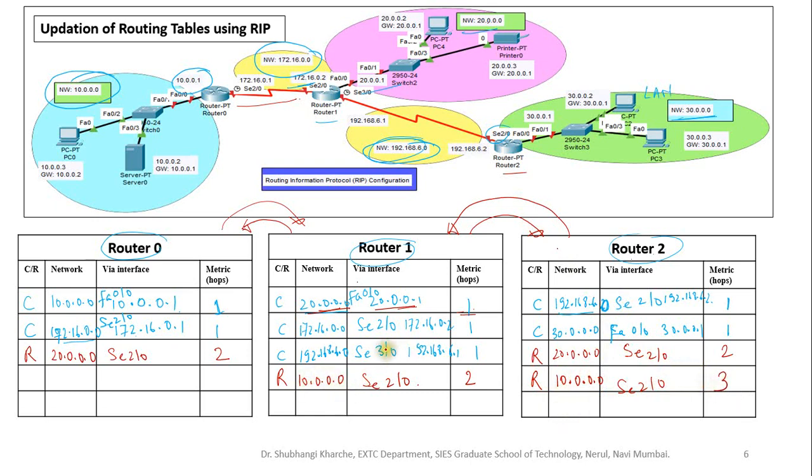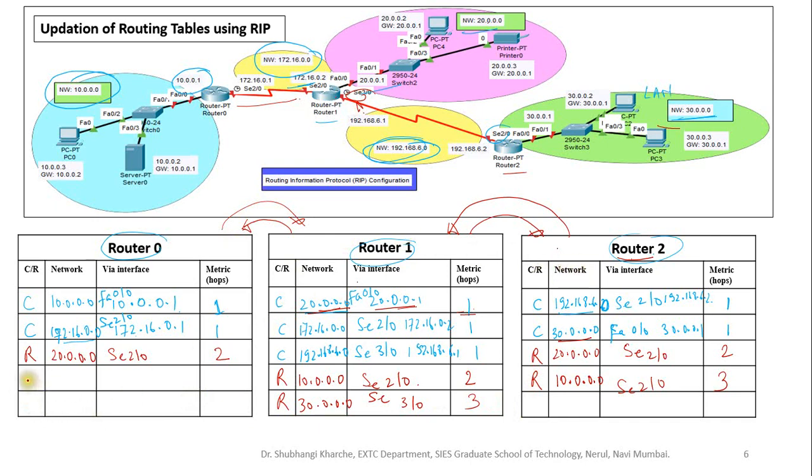Now here router 1 also understands that if router 2 can reach the 30 dot network with a hop count of 1 and the distance between itself and router 2 is 1, it can reach the 30 dot network via its serial interface 3/0 with a total hop count of 3. The serial interface is 3/0 over here. Router 1 will also communicate these routing table updates to router 0 and router 2.